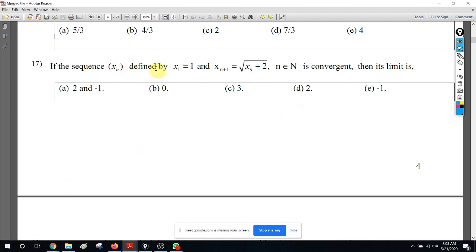So this one says x1 equal 1, x(n+1) is the square root of (xn plus 2). Now let's take for example n equal 1, so we want to see the pattern. Obviously it says x1 equal 1, therefore we don't have to calculate, because it has given you that x1 is 1. Now let's say n equal 2.